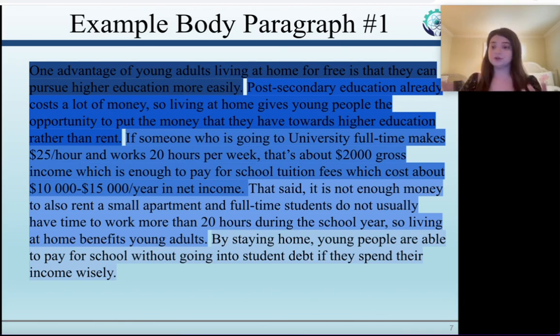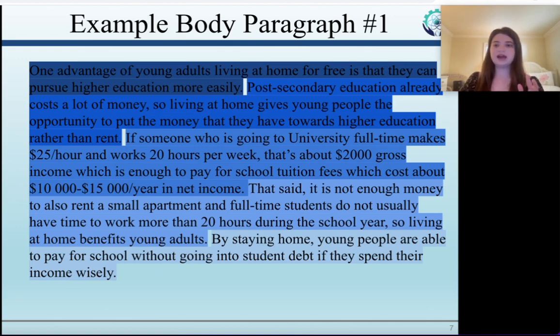So, they have an opportunity here, if they're wise with their income, to do that, right? In this case, whereas they might not have that opportunity to do that as easily or at all if they don't live at home, right? And I'm not going to say it's impossible, because there's people I know who've done it, but it's certainly a lot harder, right? It gives more of an opportunity for them here.